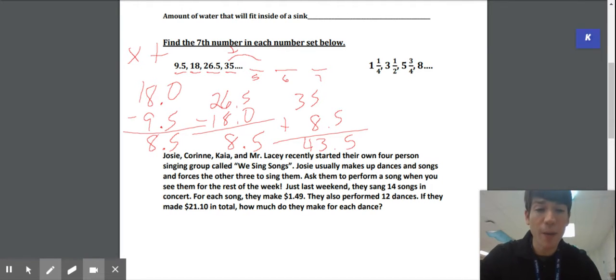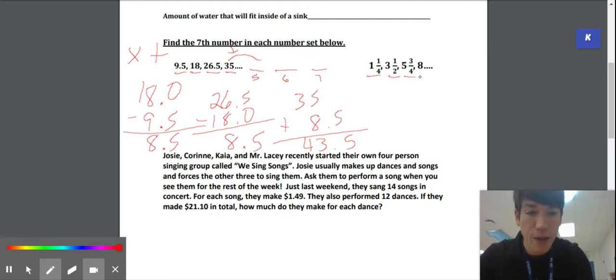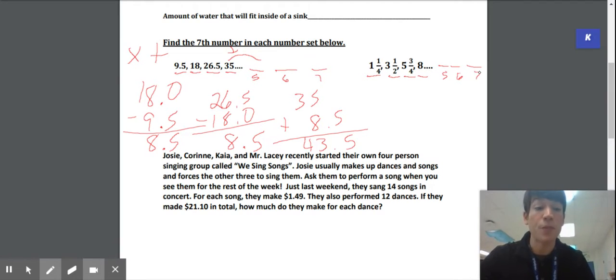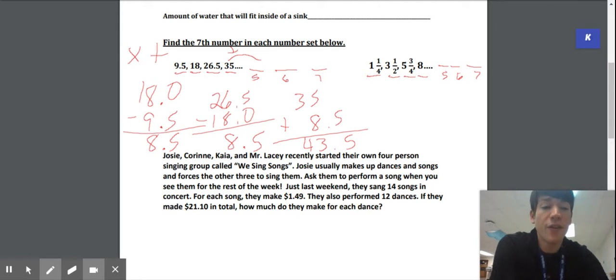All right, so for my second piece here, I see some fractions, which changes things as well. Now, again, I notice I have 1, 2, 3, 4 numbers, so I'm looking for 3 more again: the 5th number, 6th number, and the 7th number. So again, my pattern is increasing. I just have to figure out what it's increasing by.